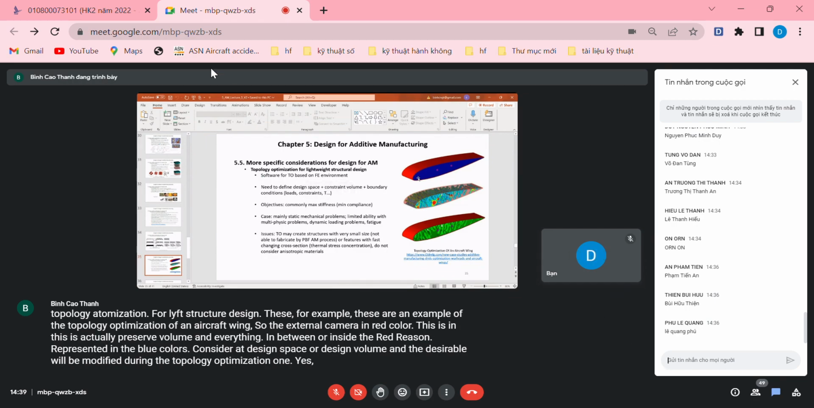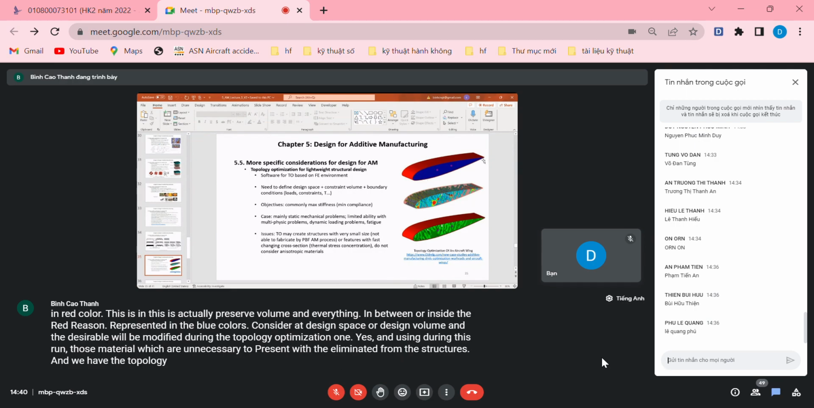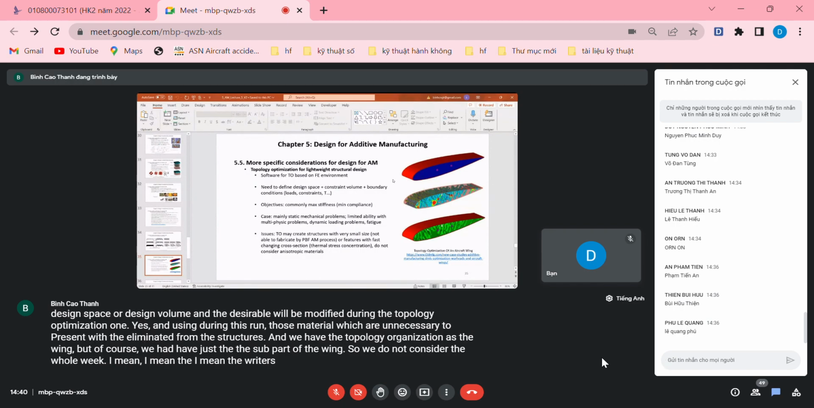During this run, the material that is unnecessary will be eliminated from the structure, and we have the topology optimization of the wing. But of course, we have just a sub part of the wing. We do not consider the whole wing, I mean the writers or the authors.